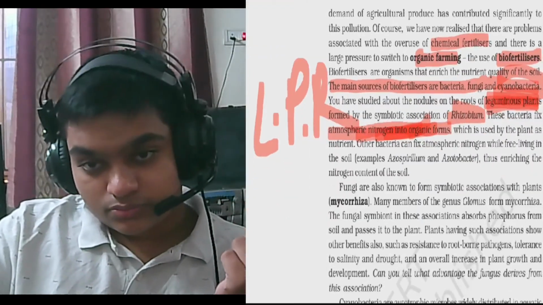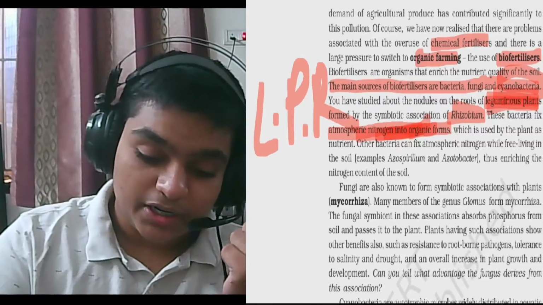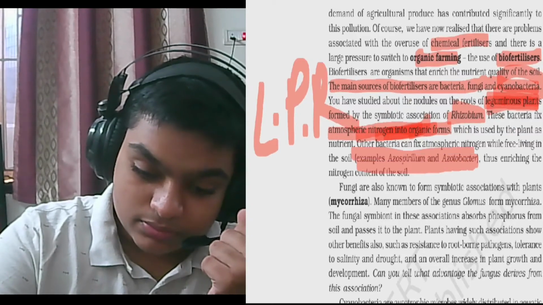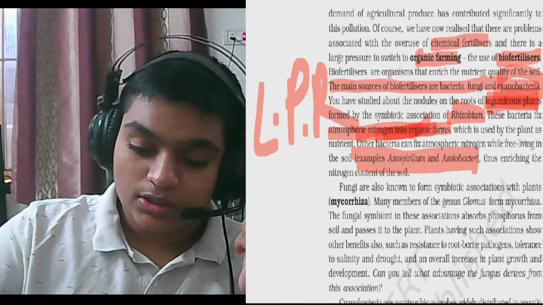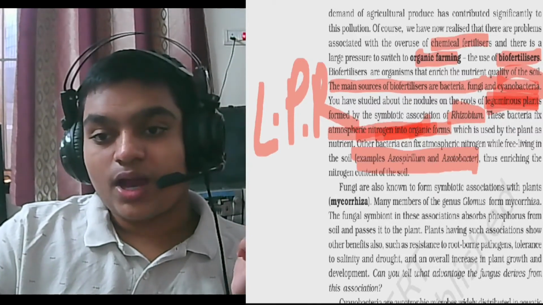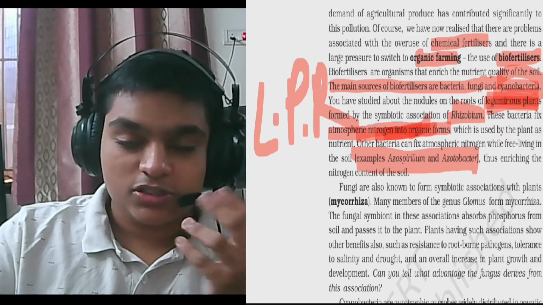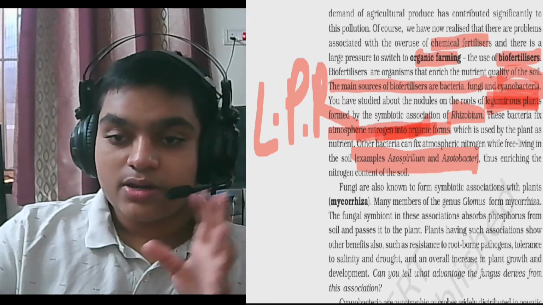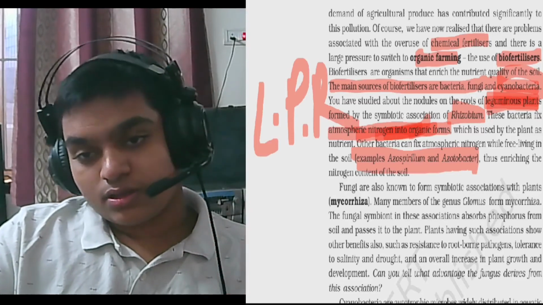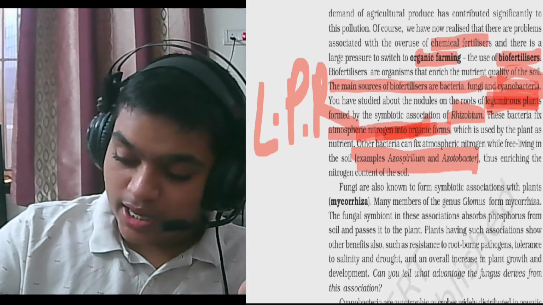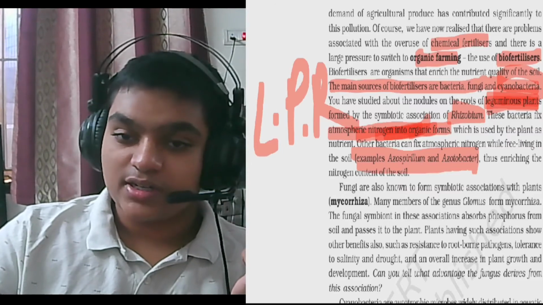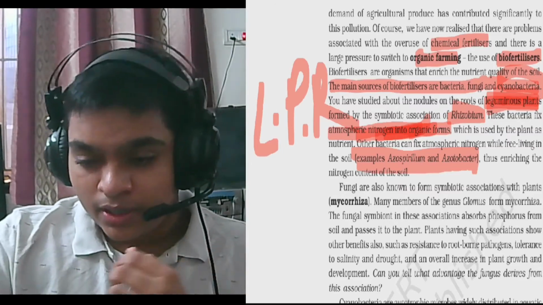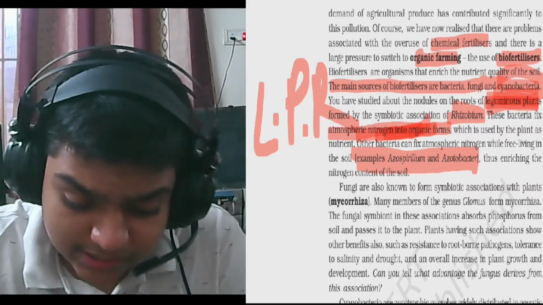Other examples of free living nitrogen fixers are azospirillum and acetobacter. Acetobacter aceti is used in the preparation of acetic acid. Acetobacter is used as a free living nitrogen fixer. Remember it.